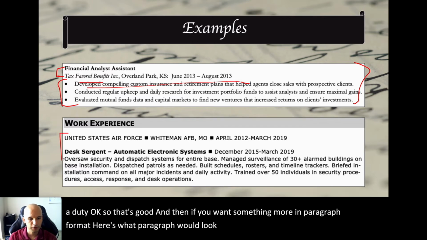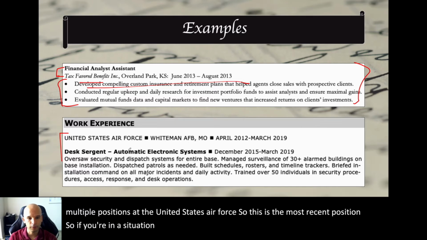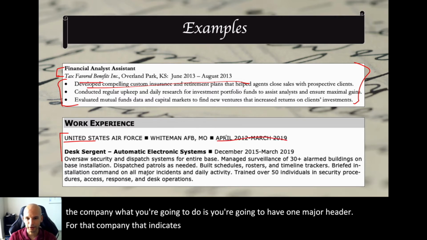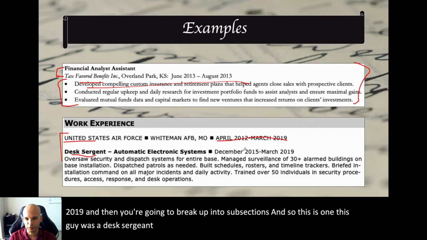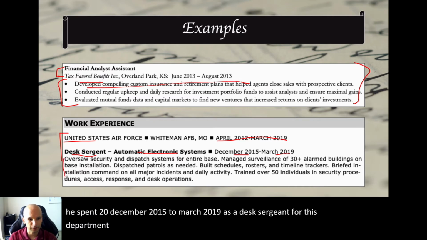Now, with this person, they had multiple positions at the United States Air Force. So this is their most recent position. If you're in a situation where you had multiple positions within a company, you're going to have one major header for that company that indicates the entire time you were there, April 2012 to March 2019. And then you're going to break up into subsections. So this is when this guy was a desk sergeant, and this is the time. In this time frame of 2012 to 2019, he spent December 2015 to March 2019 as a desk sergeant for this department.